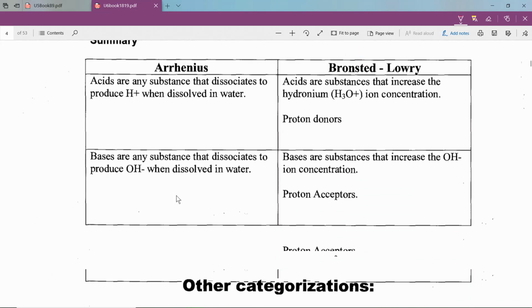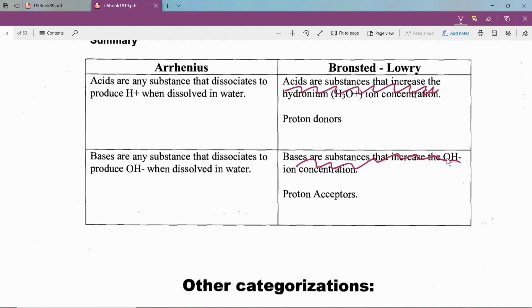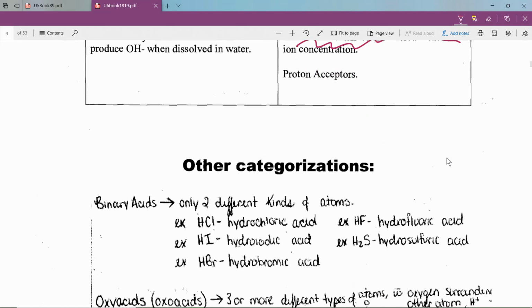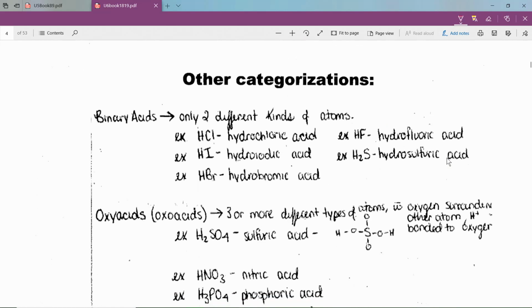Okay, so so far a summary: Arrhenius acids are substances that dissociate to produce H+. Bases give OH-. Acids are substances that, again, I don't like that. There's issues with that. So let's just say that acids are proton donors and bases are proton acceptors. Well, there's other ways to categorize acids and bases. So let's look at some of these other categories.